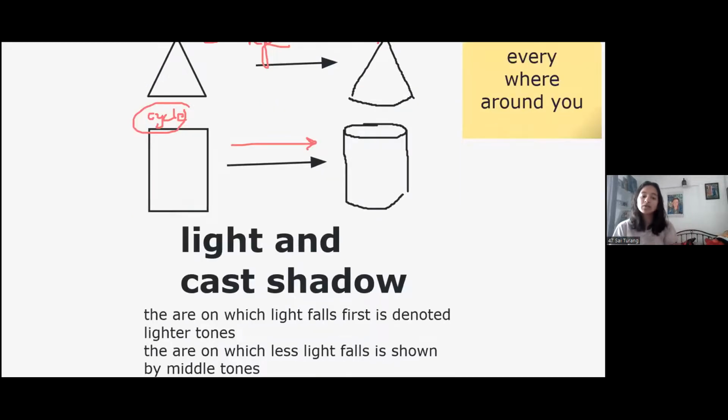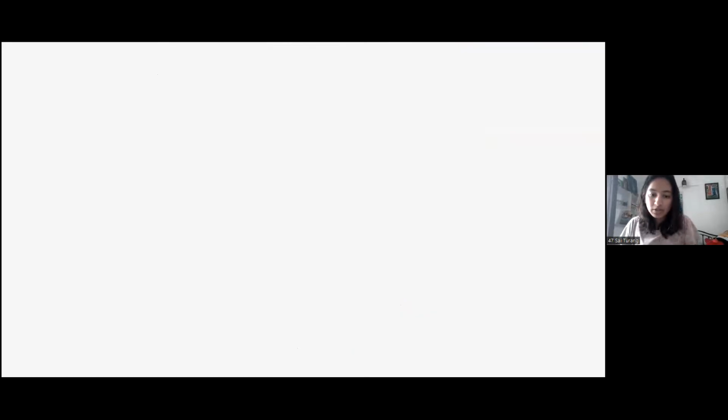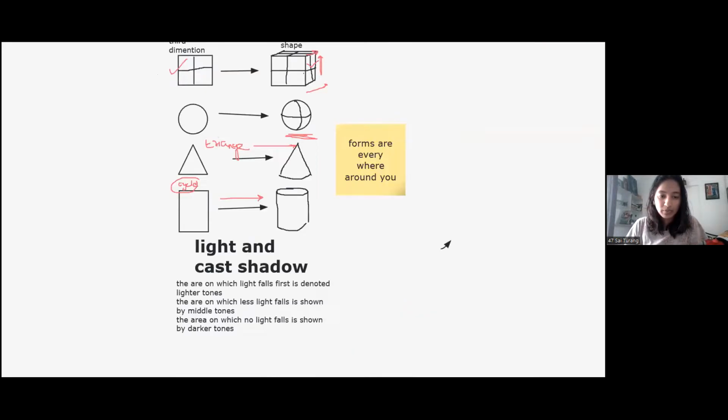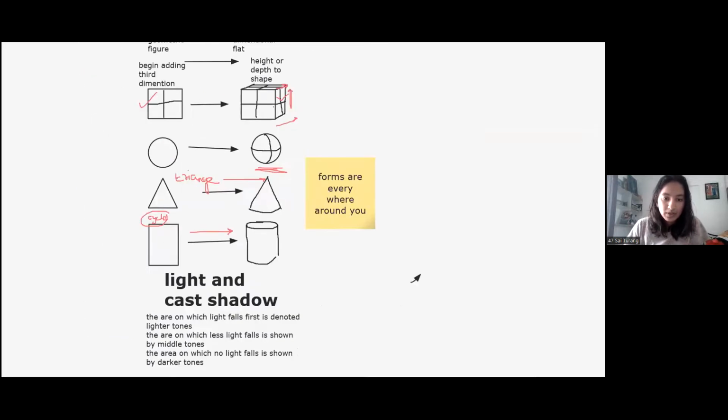Now let's learn about light and cast shadows. There are three things we have to know about light and casting shadow. First thing is that forms are everywhere around you. See, everywhere is a form. Because we cannot use objects if they're not in form. You cannot use a torch if it is not in a form. You cannot use your mobile if it is not in a form.